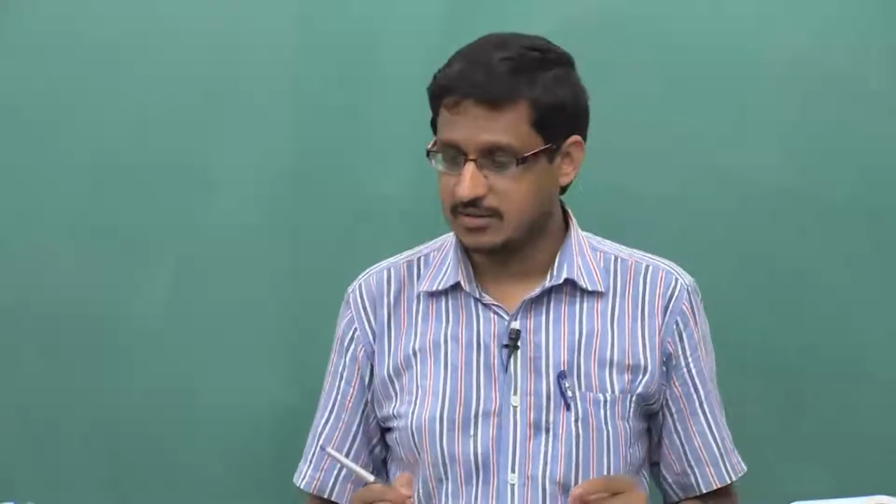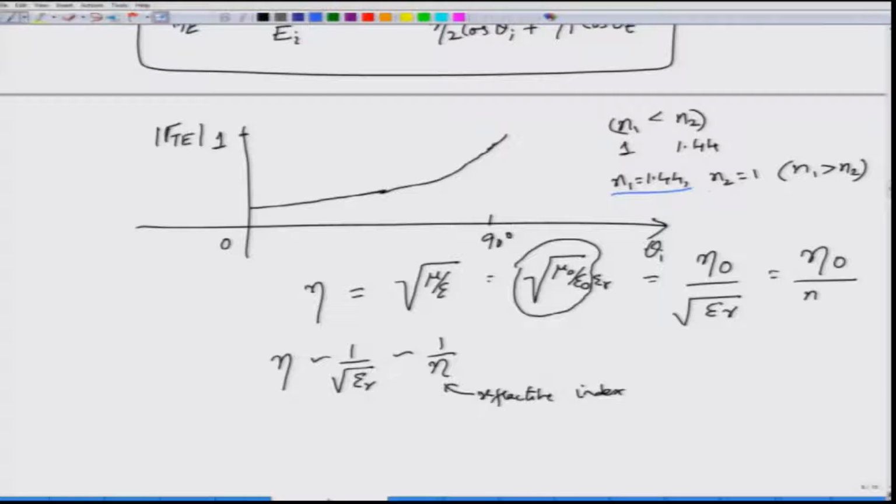Let us switch the cases now. I consider N1 equals 1.44, N2 equals 1. What happens in this case is that at theta i equal to 0, it begins in the same way, okay, and thereafter there is a small decrease which I should point out here. So hold on a minute. So this is your case when N1 is less than N2.